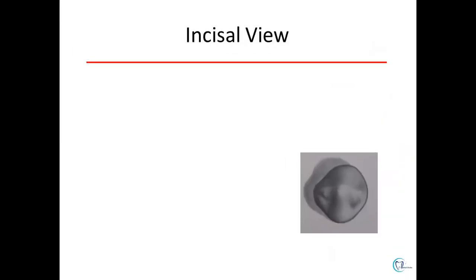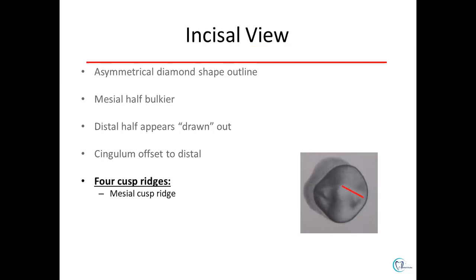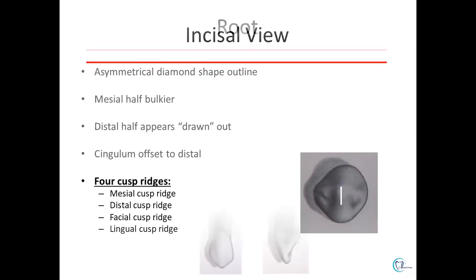Now coming on to the incisal view, the incisal outline is a kind of diamond shape which is asymmetrical. Mesially it is bulkier. The distal half appears to be drawn out. The cingulum shows offset towards the distal, and there are four cusp ridges which can be appreciated from the incisal view. First is the mesial cusp ridge, then the distal cusp ridge, then the facial or labial cusp ridge, then the lingual cusp ridge. So we can appreciate four cusp ridges.